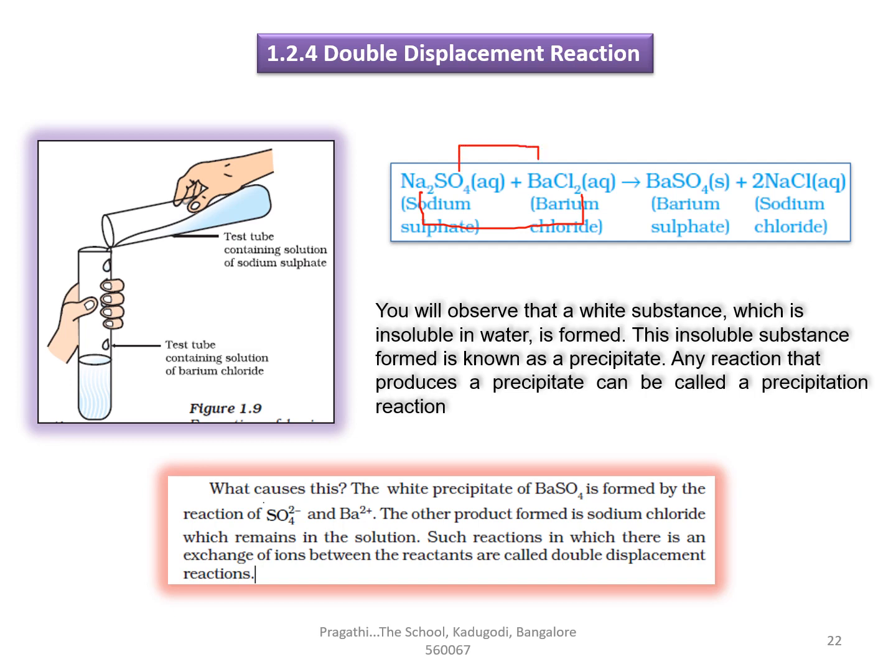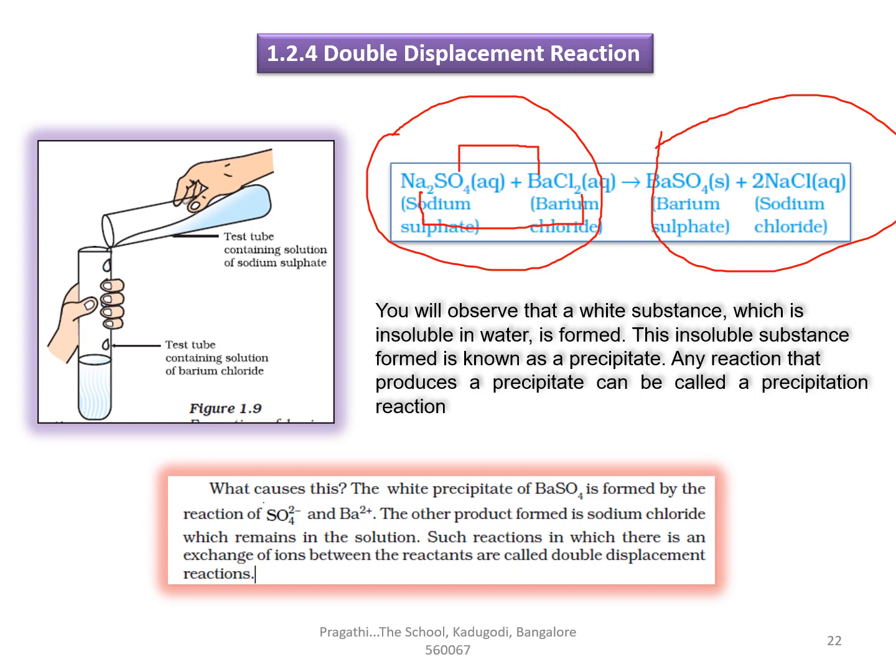And what will happen to these people? Sulfate and barium. So it will become barium sulfate. See here, barium sulfate will become friends here, and sodium and chlorine become friends here. Okay, so these are the reactants here, and these are the products. Clear? So that's why it's called two times the displacement is happening, the change of position is happening. That's why it is called double displacement reaction. And this is an example.